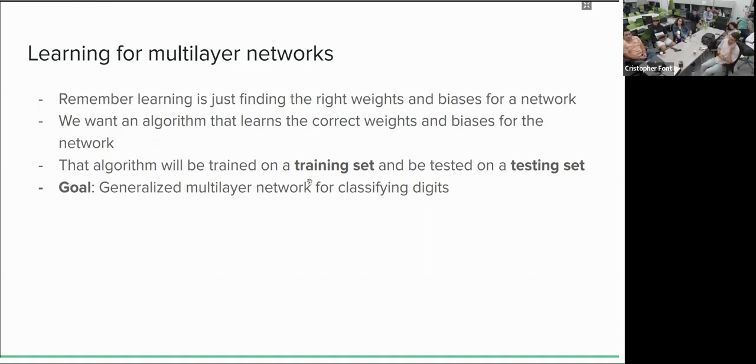We want to make an algorithm that is able to learn the correct weights and biases such that we converge on a solution, much like we did with the perceptron learning rule. And as mentioned previously, we're going to train it on a training set. Imagine something like 10,000 images of handwritten digits that are labeled, and we're going to test it on a testing set. The goal is a generalized multi-layer network that can classify any instance of a 4 that you throw at it. You can draw a 4 and it'll classify it.